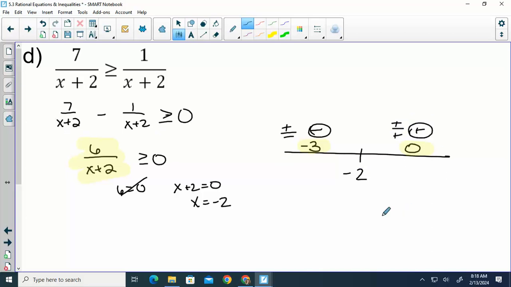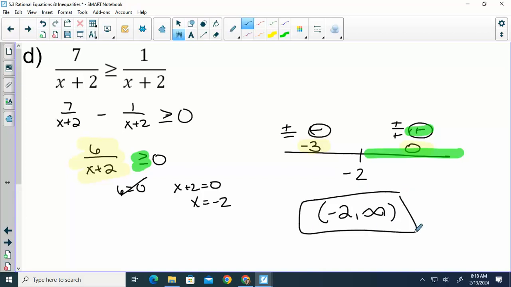Which ones did we want? Positives. Okay, equal to means bracket. Can I put a bracket on the negative 2? No, because it's the vertical asymptote. It's what makes the denominator 0. So it is just negative 2 to infinity.